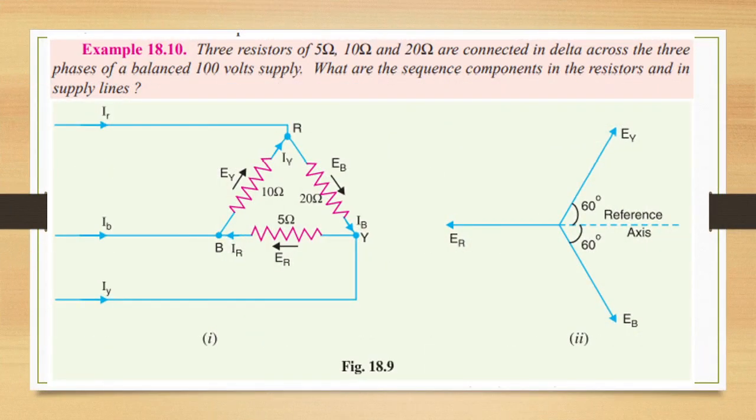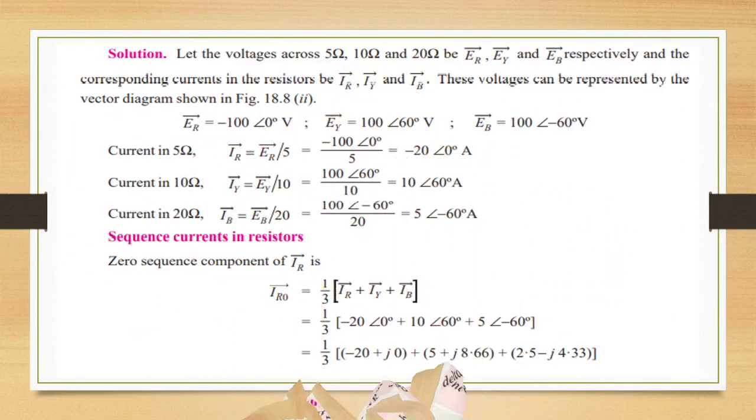Three resistors of 5 ohms, 10 ohms and 20 ohms are connected in delta across three phases of a balanced 100 volt supply. What are the sequence components in the resistors and in supply lines? So this is the diagram having 5 ohms, 10 ohms and 20 ohms resistors connected in delta across the three phases of a balanced 100-volt supply. So our question is, what are the sequence components in the resistors and in supply lines? Let us see the solution.